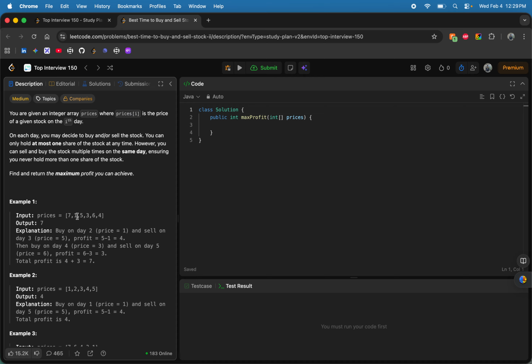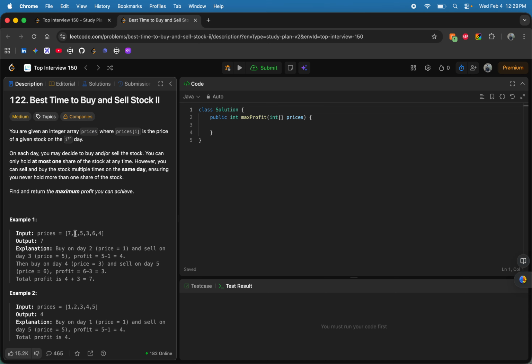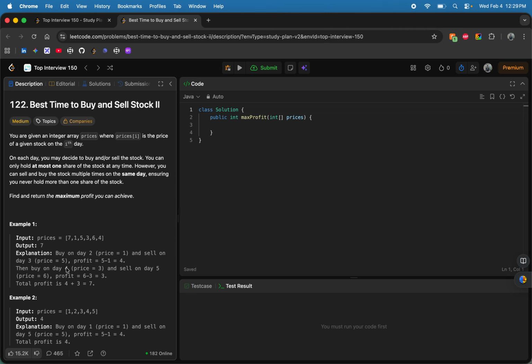All right, so in the earlier question we had to find the maximum profit in one go, like we have to buy one time and sell one time. But in this case we can buy and sell multiple times, so therefore we have to find the total profit we can extract from this stock. Okay, so let's try to visualize how we can approach this problem.